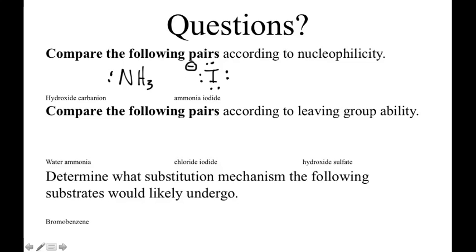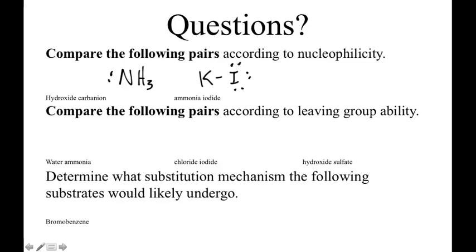Iodide. Okay, let's switch it up just a little bit and say, instead of me saying it was NH3 versus iodide, I said it was potassium iodide. What a jerk. I mean, why would we do that? Just to make things more difficult. Okay, now which of these is our strongest nucleophile?